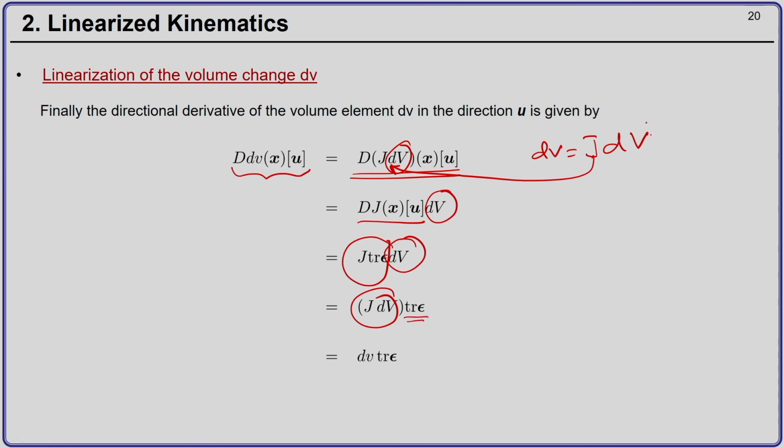And now, J dV capital here is nothing but our spatial volume element dV. So, finally we get that the directional derivative of the spatial volume element in the direction u is nothing but the spatial volume element dV times trace of epsilon. Okay. So, with this we end today's lecture.